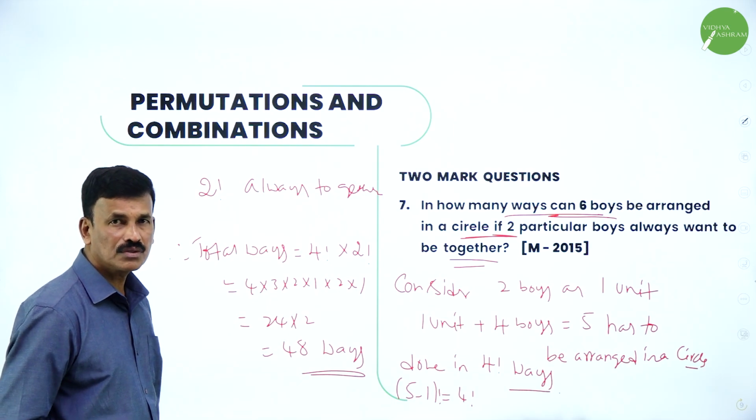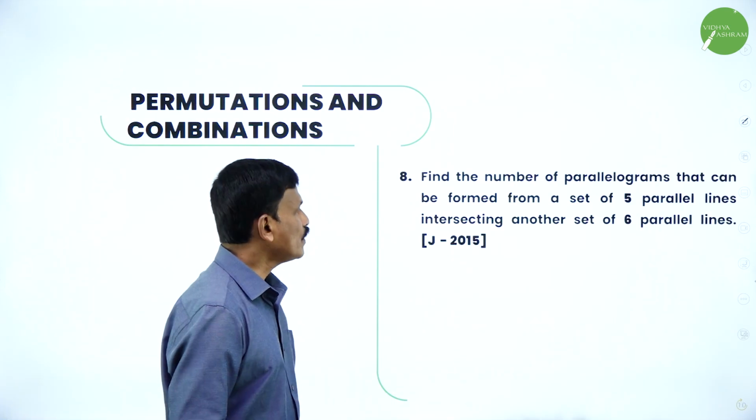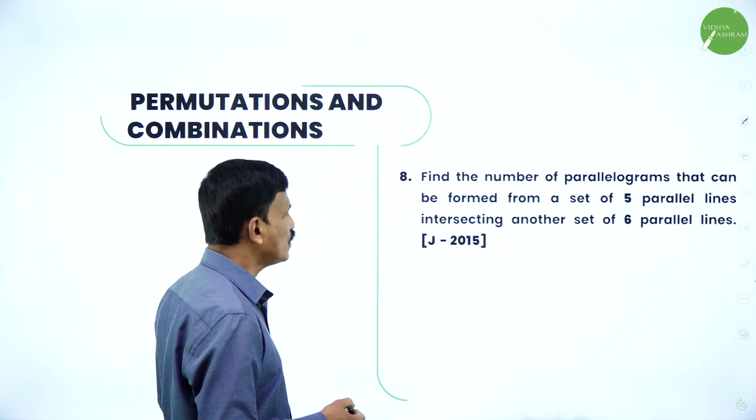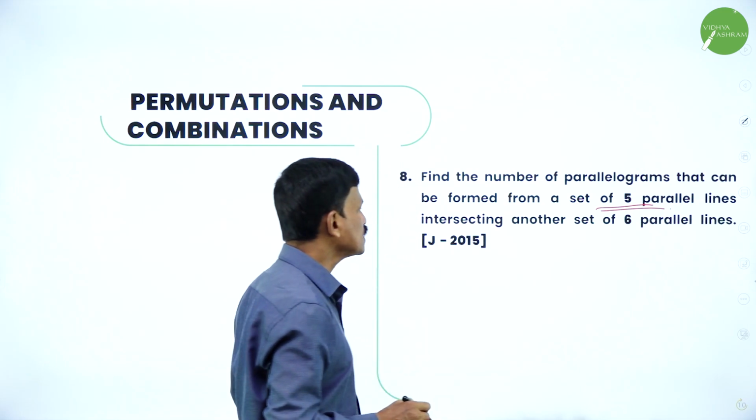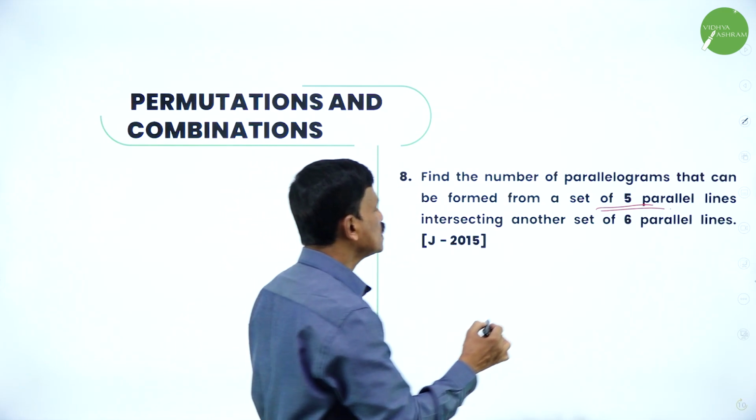That's it. Hope you followed. Okay. Now move on to the next problem. Find the number of parallelograms that can be formed from a set of 5 parallel lines intersecting another set of 6 parallel lines.